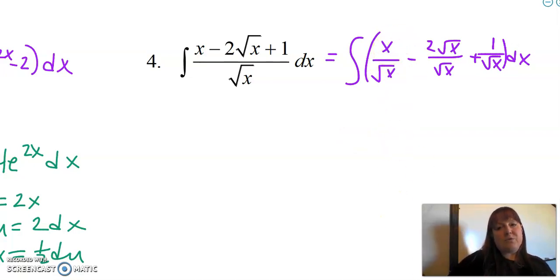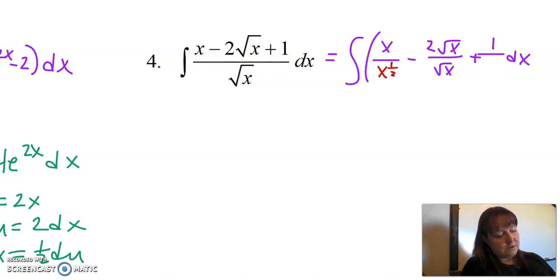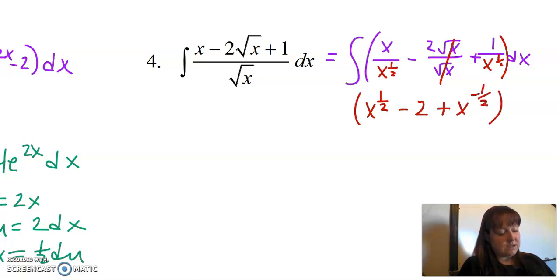Remember, square root of x is really just x to the 1/2. So we're going to undo that, and change this to x to the 1/2. And that one can be the same thing, x to the 1/2. Okay, so x divided by x to the 1/2, remember we just subtract the exponent of the denominator from the exponent of the numerator, so we are going to get just x to the 1/2. Okay, minus 2, because those cancel each other out, and then plus x to the negative 1/2. We're just going to write it that way, dx.